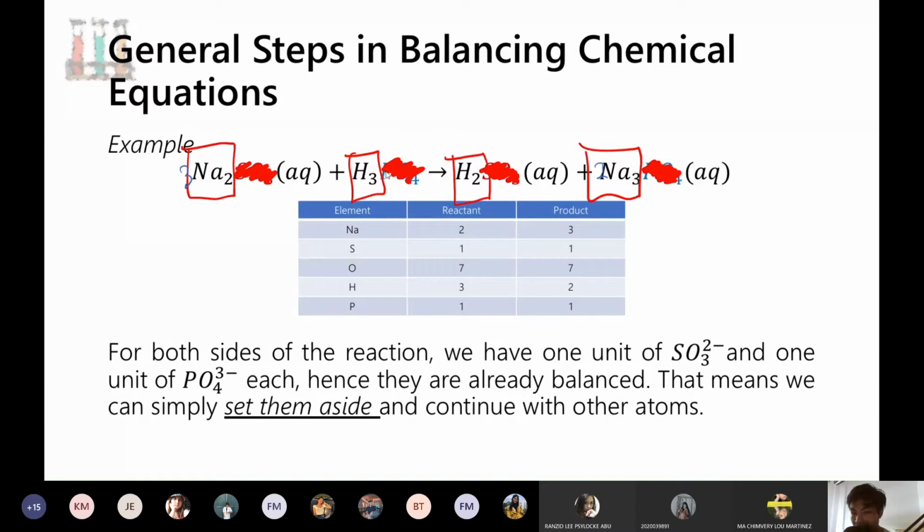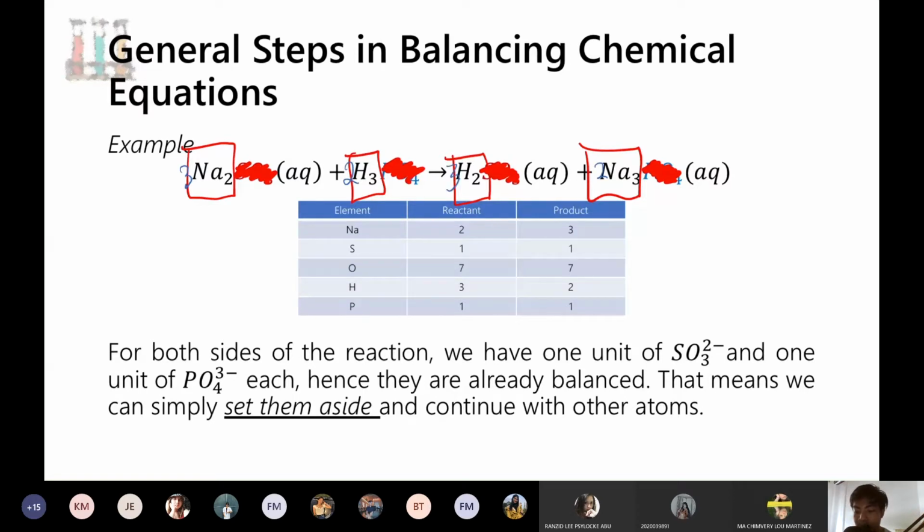H3, H2. Tatlong H, dalawang H. So, ganun din, no? Ang common multiple nila ay 6. So, itong 3, i-multiply natin sa 2. So, let's multiply it by 2. Then, yung 2, i-multiply natin sa 3.